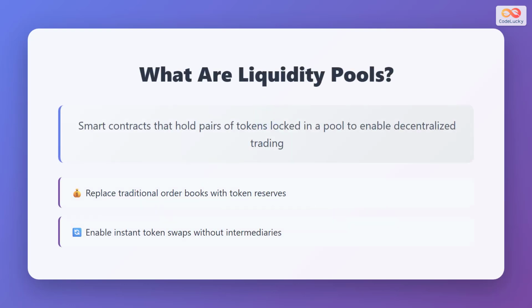So, what exactly are liquidity pools? A liquidity pool is a smart contract that holds pairs of tokens locked together in a single pool. These pools enable decentralized trading without relying on traditional order books or centralized exchanges. Instead of matching buyers with sellers, liquidity pools replace the entire order book system with token reserves. This allows for instant token swaps without any intermediaries, making trading faster, more accessible, and completely decentralized.